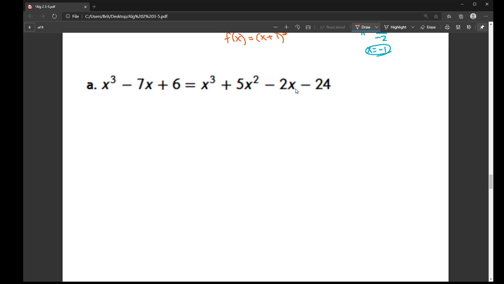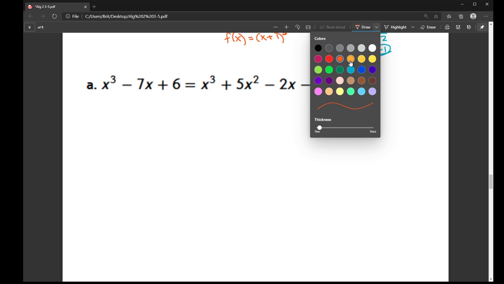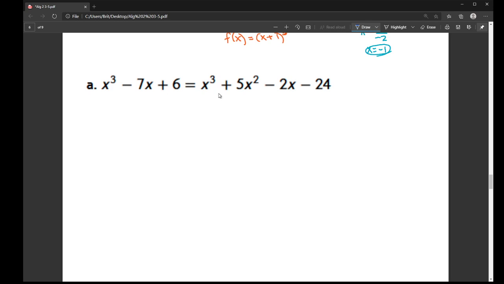Alright, so let's go ahead and try this one. Again, to start out, we want to move everything onto the same side of the equal sign. Now this one has a squared term on it, so I'm just going to move everything to the right. So I'm going to subtract x cubed from each side, add 7x to each side, and subtract 6 from each side.